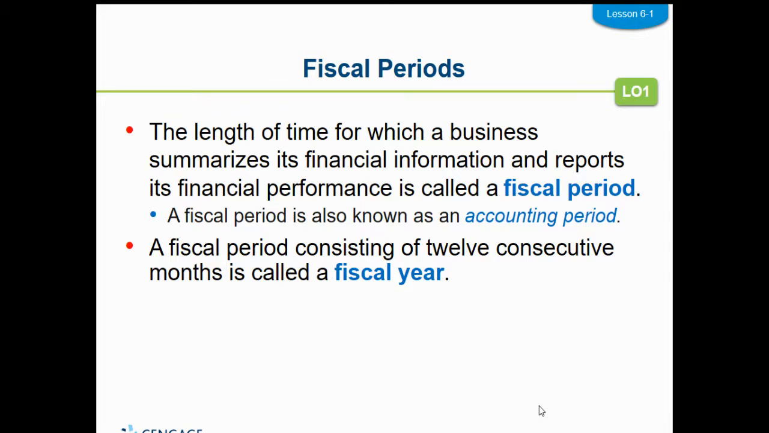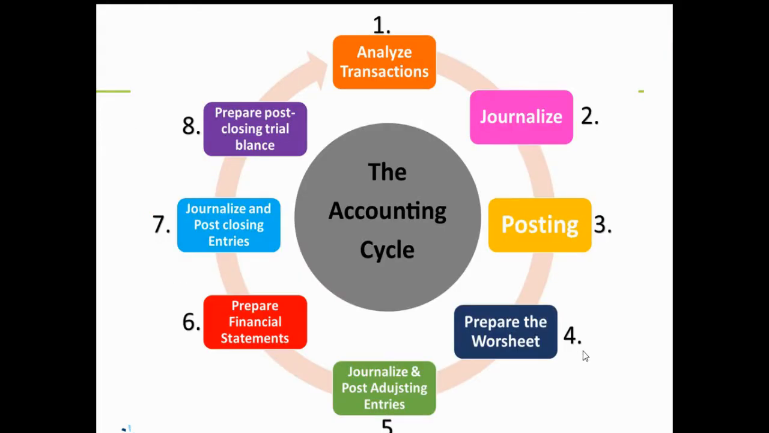For instance, a school district uses a July to June fiscal period. So the financial data for a school district starts over on July 1 and goes through June 30, instead of January to December, because that fits better with the school year. So a fiscal year is just 12 consecutive months, but it does not have to go January to December. Keep that in mind.